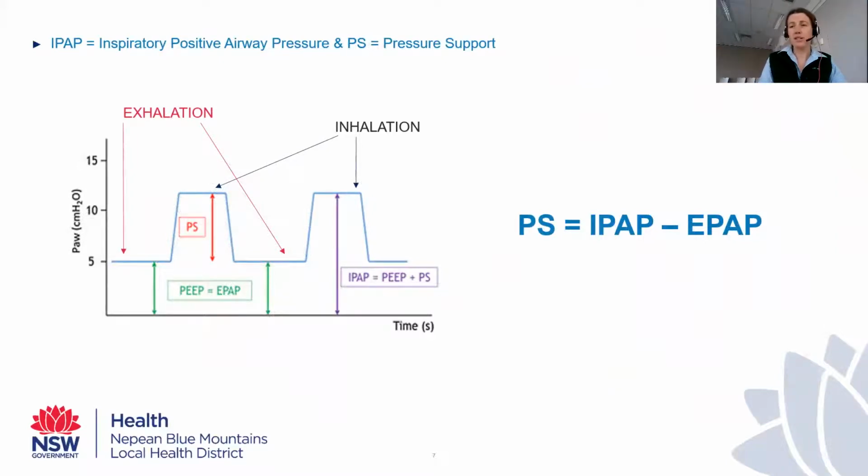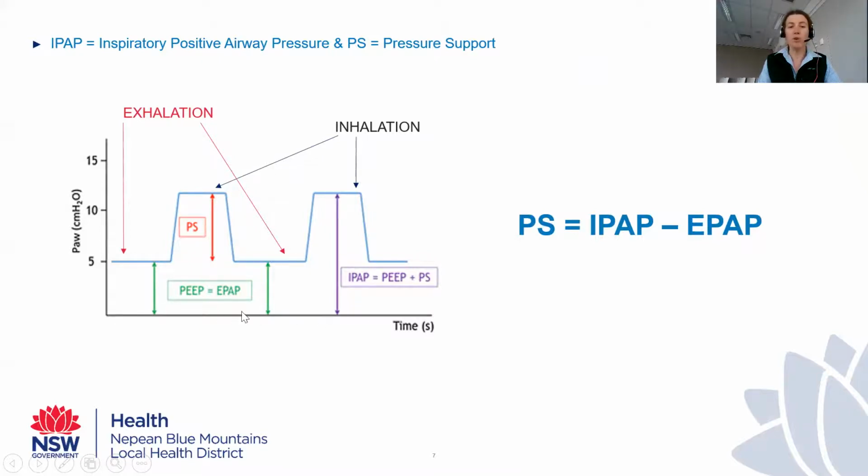In some patients, so the ones that we're putting on BiPAP, we also want to add in an inspiratory pressure. So as they breathe in, we want to give a positive pressure when they breathe in, and that helps them to actually take a bigger tidal volume. So IPAP is the total pressure from baseline to the maximum inspiration pressure. Pressure support is the difference between our IPAP and our PEEP. So pressure support is our IPAP minus our EPAP, and hopefully that's quite clear here on the graph.